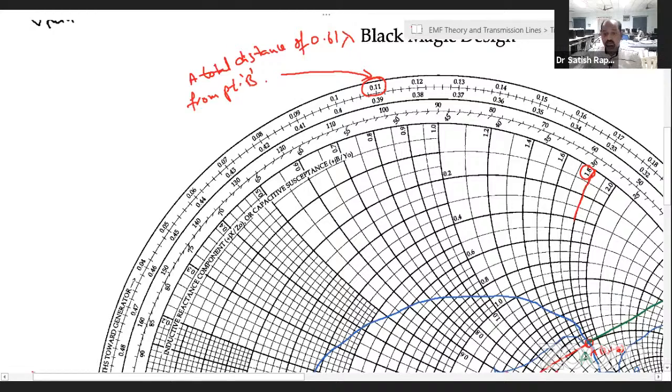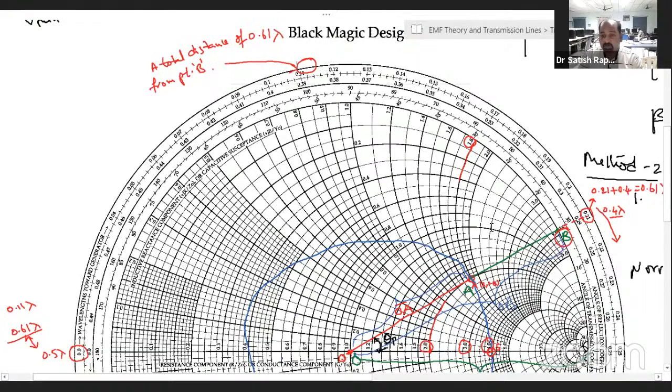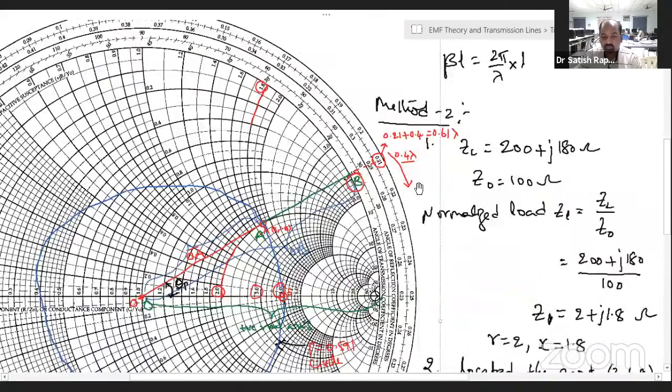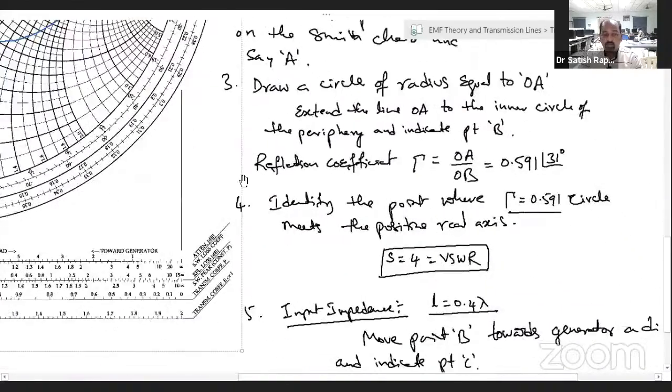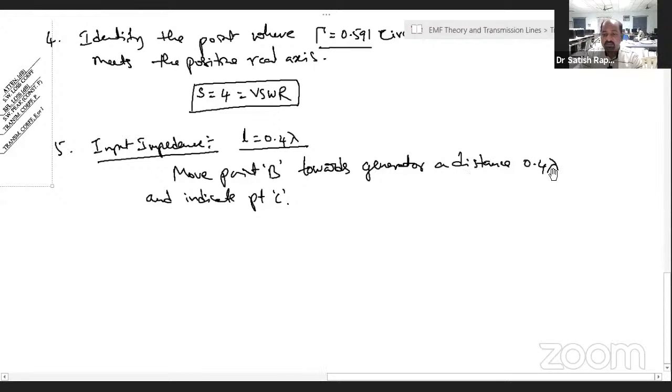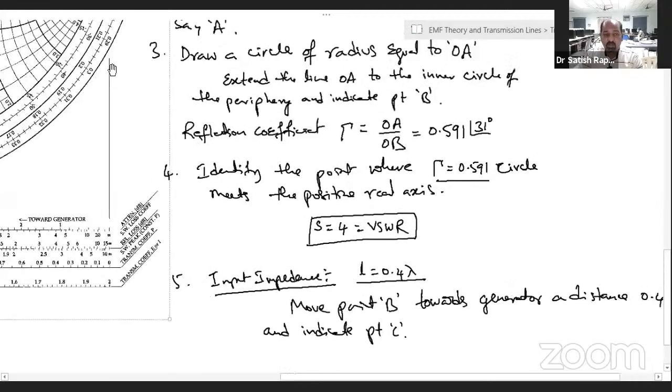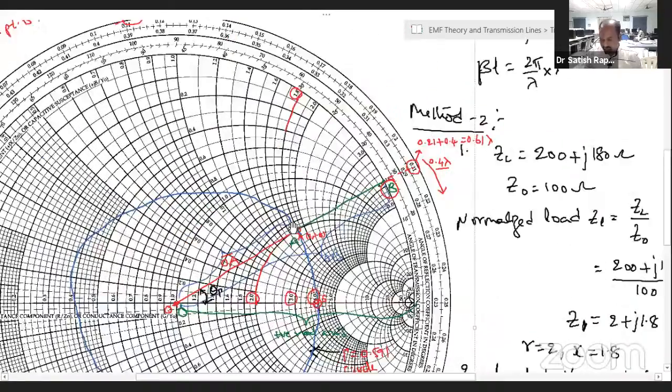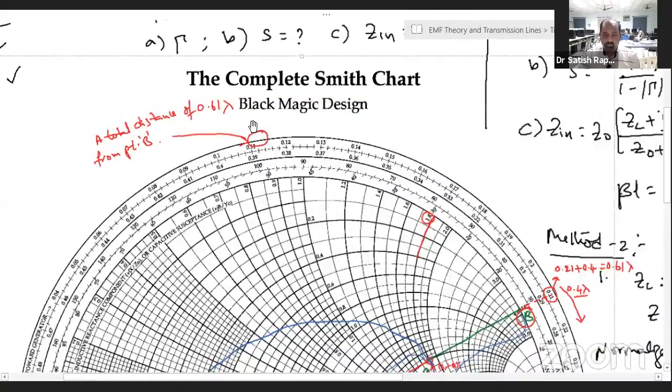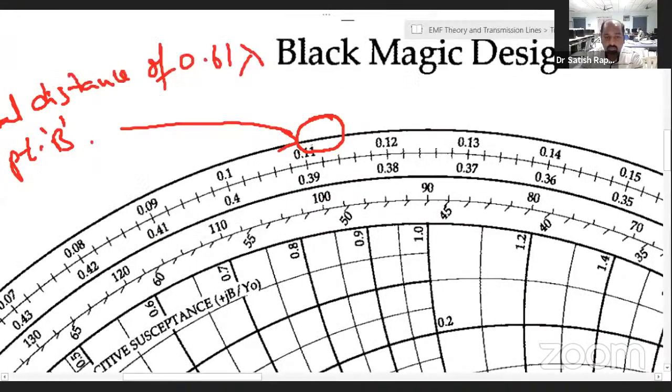So this is what we have in point 5: move point B towards the generator a distance 0.4 lambda and indicate point C. So this is 0.1 and this point is point C. Always we need to indicate the point on the inner circle of the periphery. So this is point C.